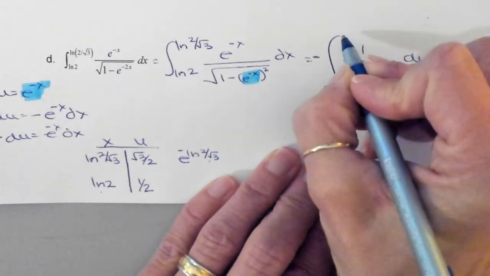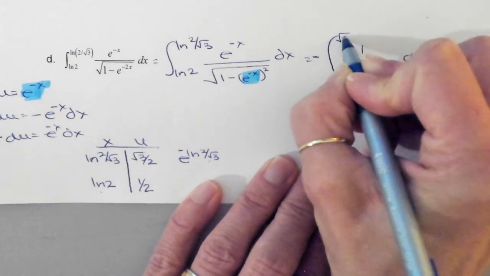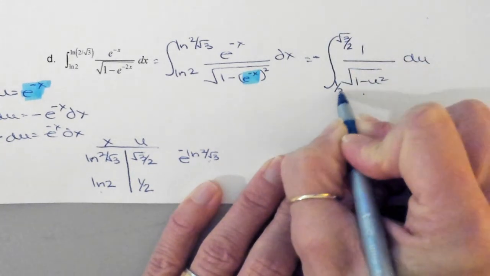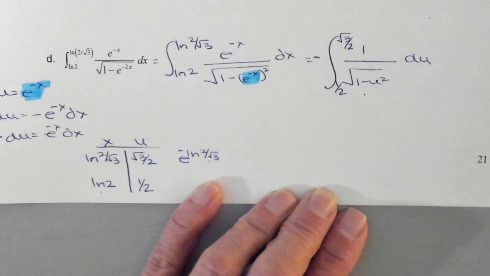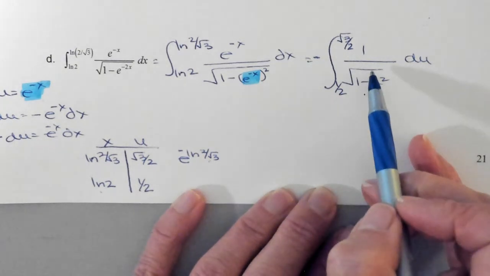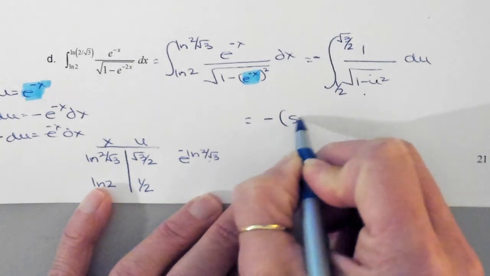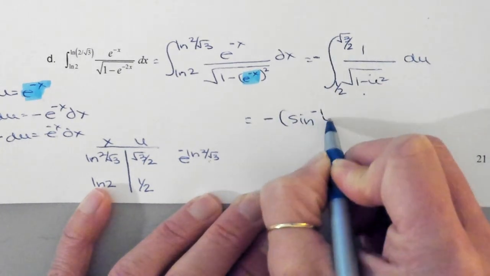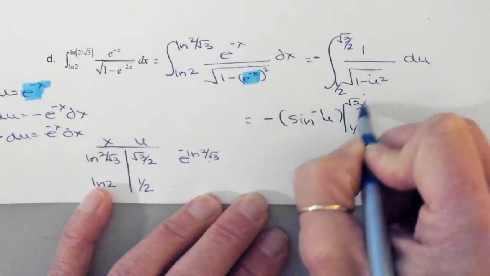Okay, so this is the square root of 3 over 2. What did I do? Are these in the right order? Yes. Okay, they are in the right order. So this is going to be, you told me, the inverse sine. So what we have is the opposite of the inverse sine of u to be evaluated from 1/2 to the square root of 3 over 2.